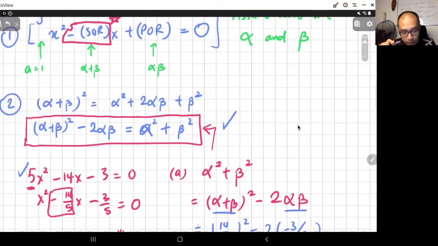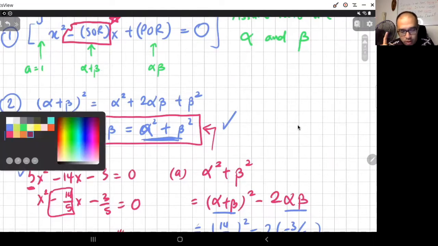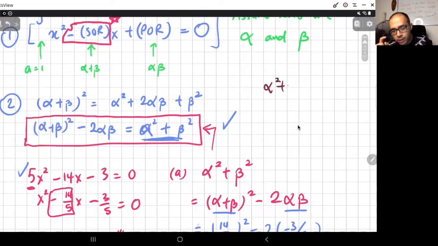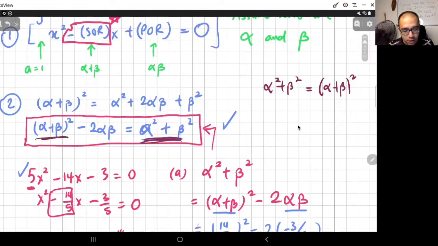Okay, it's a tip, this alpha squared plus beta squared. Very common mistake that a lot of students always do. They think that alpha squared plus beta squared equals alpha plus beta squared, sebab kita memfaktorkan kuasa 2. No way, Jose. That's not happening. Okay, we have proven here that it is totally not the same. There's a -2 alpha beta involved. So don't be fooled by this. Remember this tip. It's a very important tip.